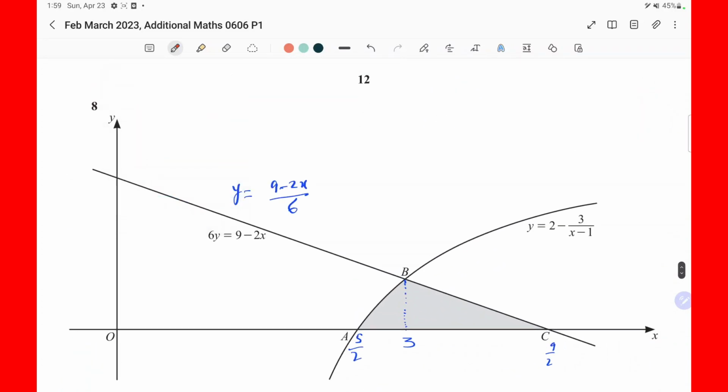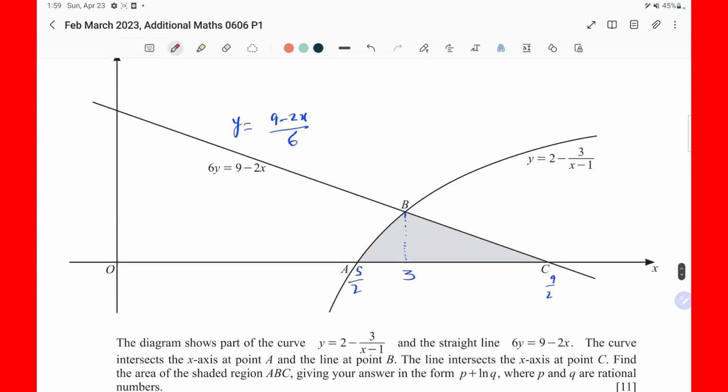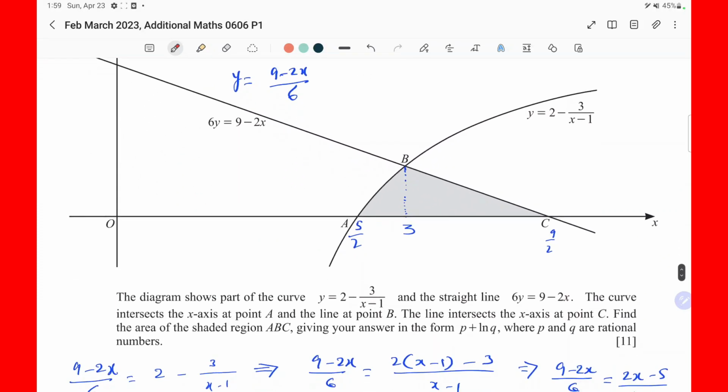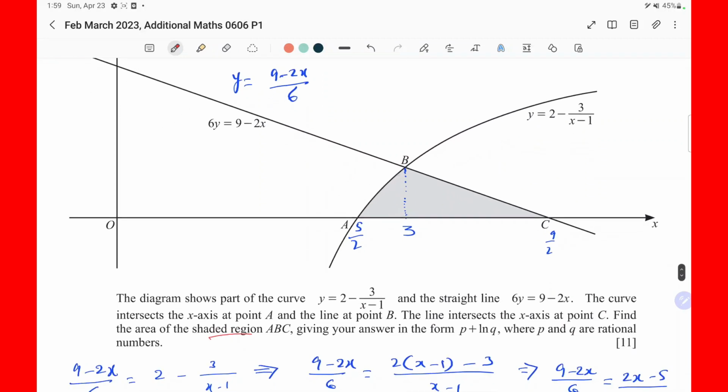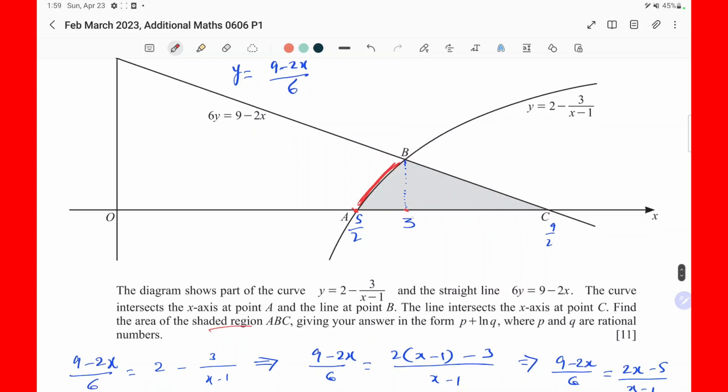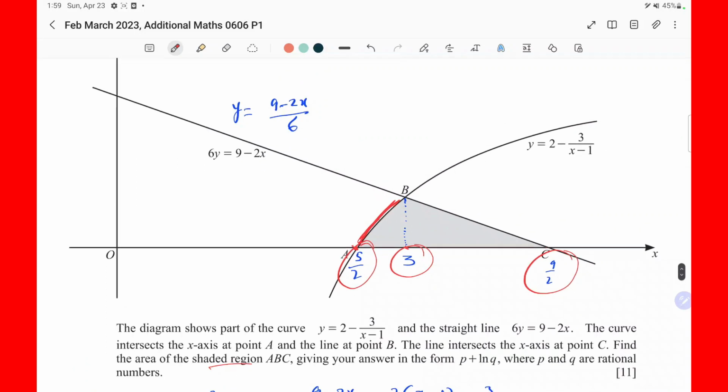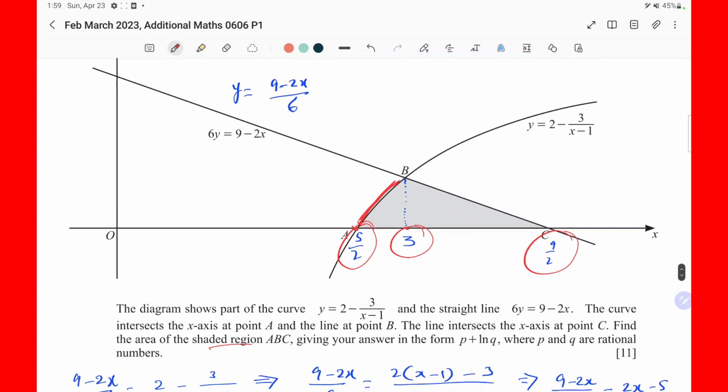Okay, this is question number 8 that says, area of the shaded region, I think we need to find, yeah, shaded region, no problem. So it means we have to integrate this curve from a to 3 and 3 to c. But the important part is, in the question, this is not given. 3 is not given. 5 over 2 is not given. 9 over 2 is not given. So we have to find that. So first we need to find this 3. This 3, I mean x coordinate of point of intersection.